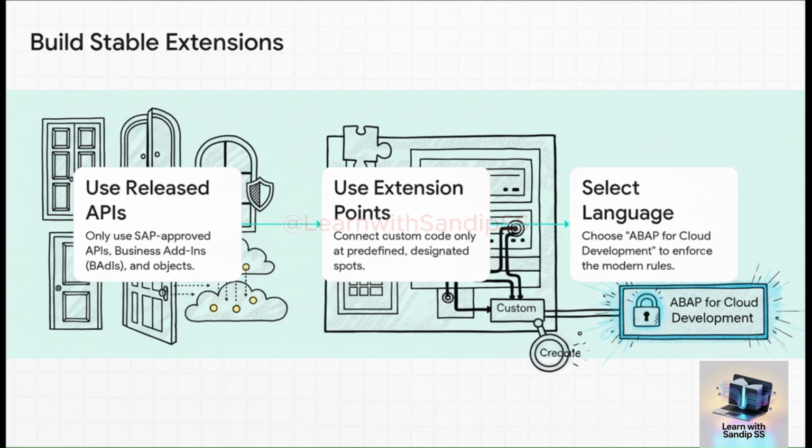Second, you have to use predefined extension points. These are the special spots that SAP has literally designed for you to plug your custom code into. And finally, and this is a big one, the developer has to actually choose the ABAP for Cloud Development language version. It's like flipping a switch that tells the system, hey, we're doing this the modern, safe way, and it helps enforce all these other rules automatically.